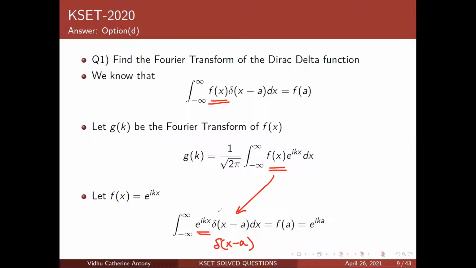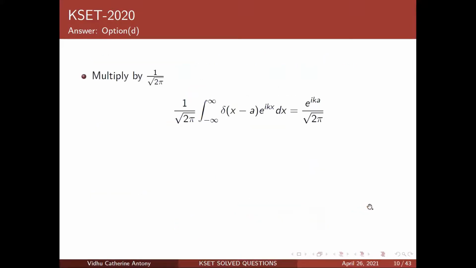So once you start using this property of the Dirac delta function, it becomes easier to calculate this value. Okay. So that's f of a, which is e to the power of ika. Now, what's the only thing that's missing here? The thing that's missing here is the constant, which is 1 divided by root of 2 pi. So you multiply by 1 divided by root of 2 pi on both sides. That means you start to get the Fourier transform of the Dirac delta function. Okay, you got the Fourier transform of the Dirac delta function.